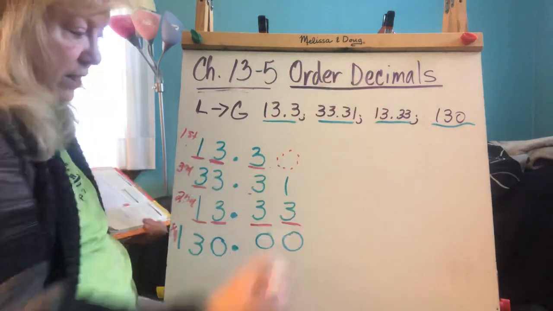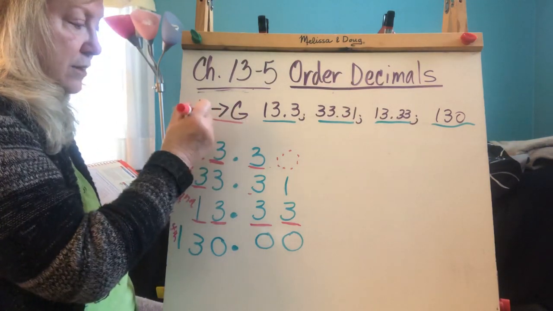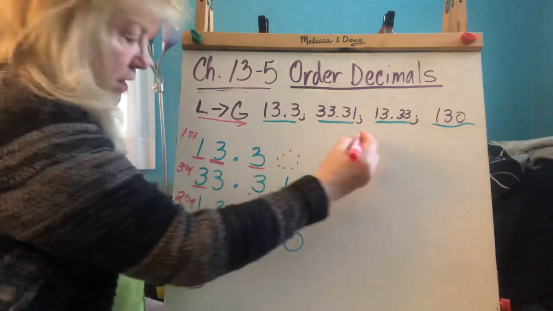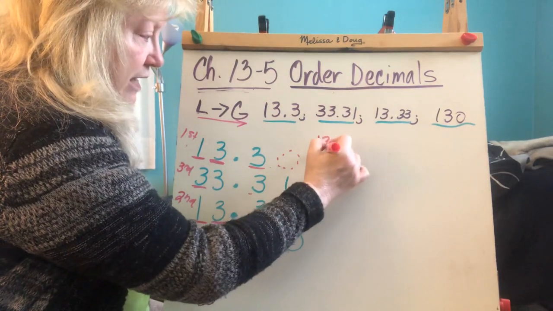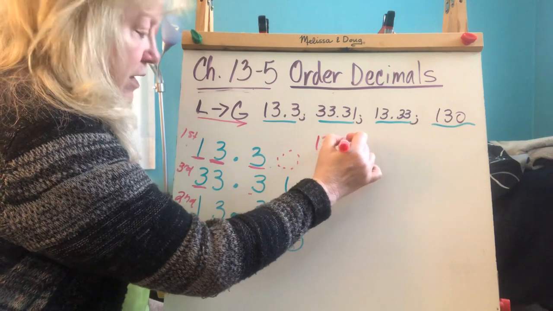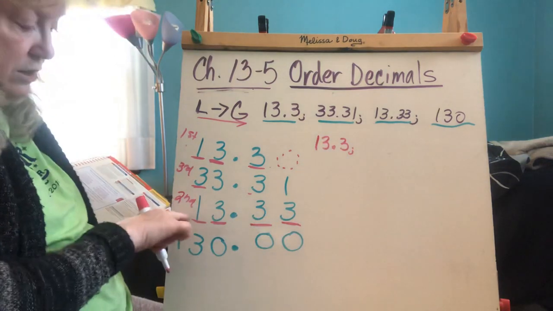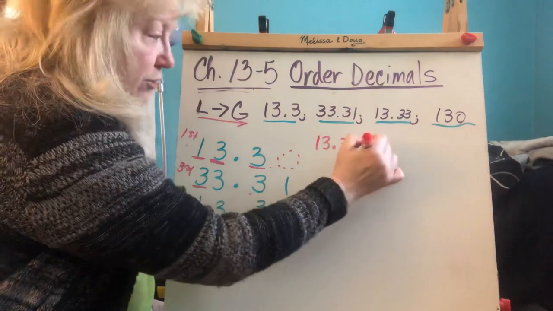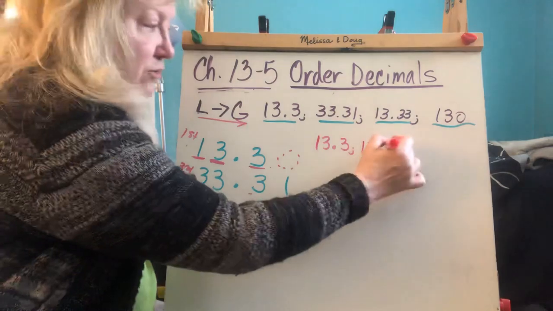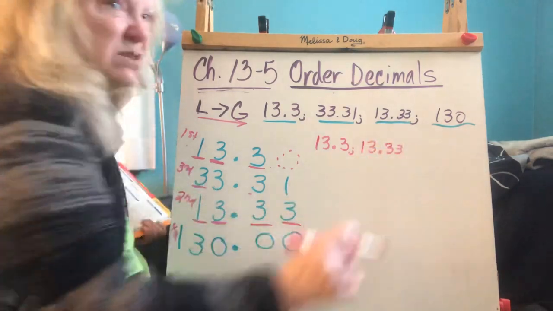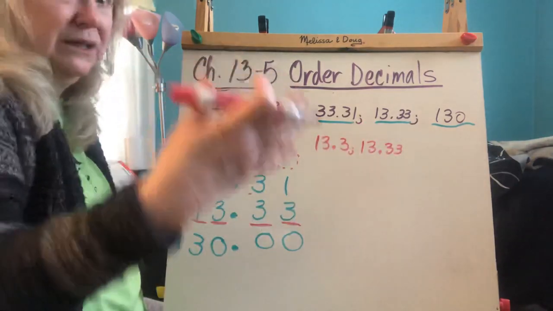Now I'm going to rewrite my answers in order from least to greatest. From least to greatest. So my smallest one is going to be 13 and 3 tenths. My second one is going to be 13 and 33 hundredths. Sounds bigger, doesn't it? But it's not. I mean, it is bigger, but it really sounds bigger.